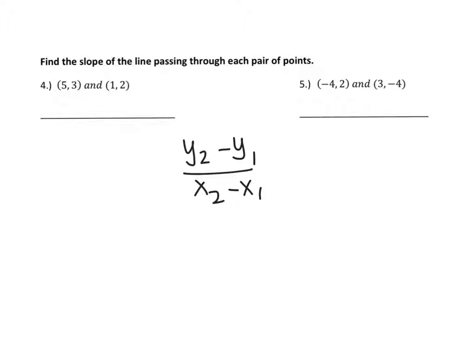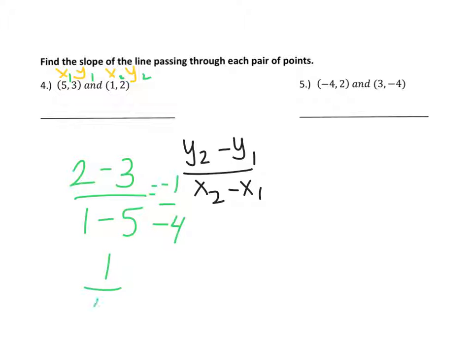For question 4 and 5, we are asked to use the ordered pairs to find the slope. So we're going to use the formula delta y over delta x, or y2 minus y1 over x2 minus x1. I'm going to label my ordered pairs and sub it into the formula to solve. So y2 is 2 minus 3, and then x2 is 1 minus 5. When I solve this, I get -1 over -4, and a negative over a negative is a positive. So you should get 1/4 for number 4.